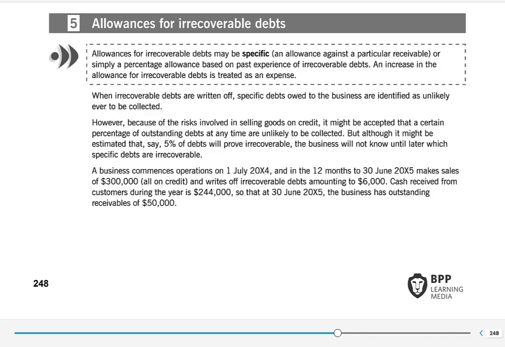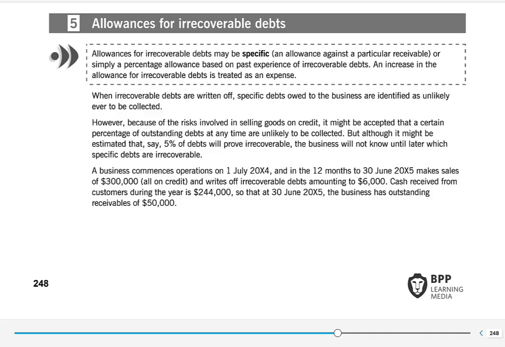Debit expense means we charge the expected loss into profit or loss. Credit allowance creates a contra-receivable balance. It sits against trade receivables and reduces the receivables figure shown in the statement of financial position. So we still keep the gross receivables balance, but we report trade receivables minus allowance equals net receivables.